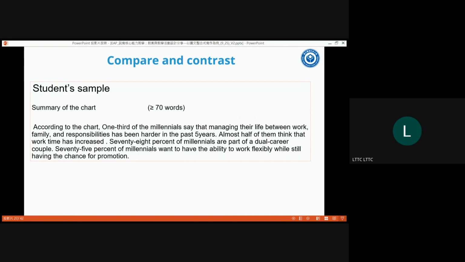So the first part is to summarize the chart. And students are quite good at this. According to the chart, one third of the millennials say that managing their life between work, family, and responsibilities has been harder in the past 5 years. Obviously, it's a copy and paste from the description. And I always say, okay, this is not good, but at least he knows how to write the structure. So this is the summary of the chart.